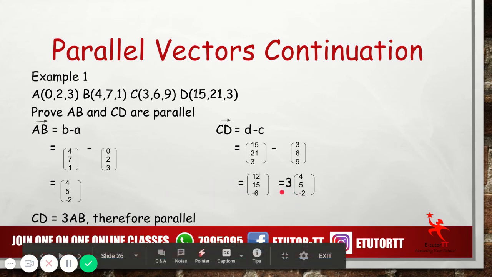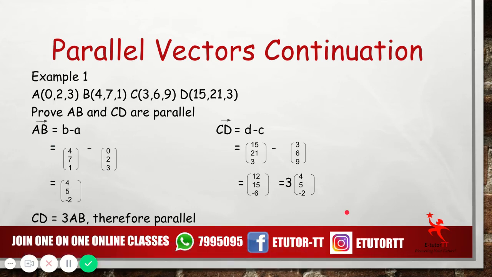So that means (12, 15, negative 6) is equal to 3 times (4, 5, negative 2). So vector CD is equal to 3 times vector AB, which means they are parallel.